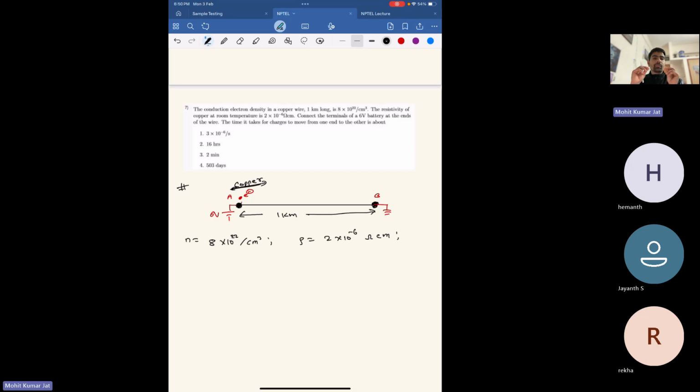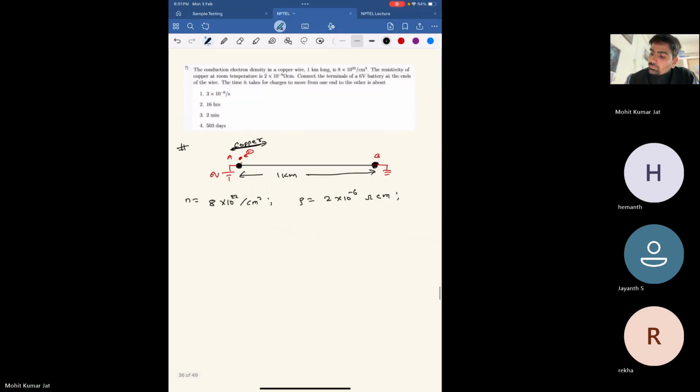the bulb lights up instantaneously, right? So the intuitive guess will be something like 3 into 10 power minus 6, because whenever we turn on the button, the fan starts moving immediately, the light turns on immediately. There is a lag, which is a circuit lag, but that's what the intuition says, that the signal is traveling at a speed which is very fast. And out of the given options, 2 minutes, 16 hours, 503 days, it looks like A is the answer. But let's work it out and see what the correct answer is.